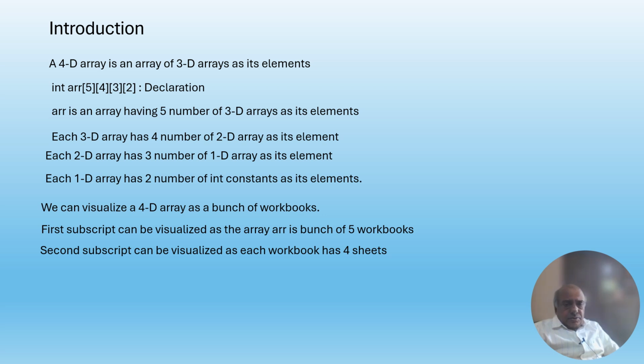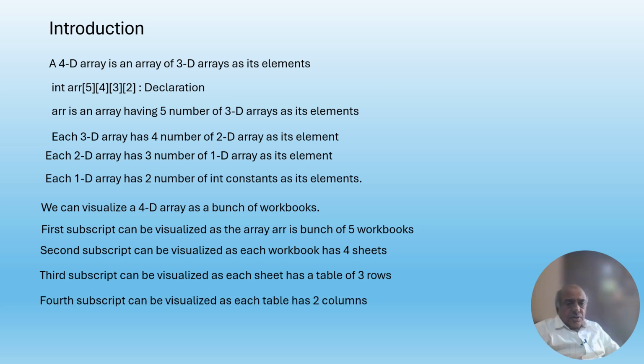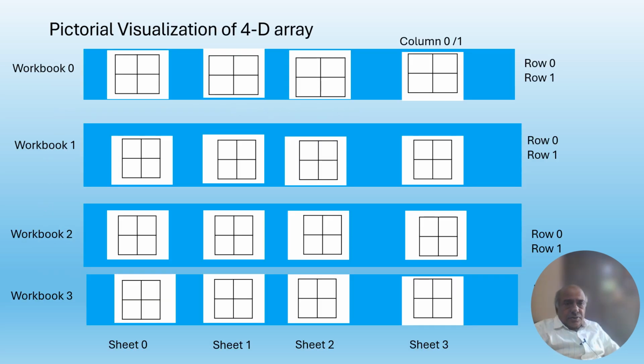The second subscript, which is 4 in our case, can be visualized as each workbook having 4 sheets. The third subscript tells us, and we can visualize it, that each sheet has a table of 3 rows. The fourth subscript can be visualized as each table having 2 columns. And this is the pictorial visualization of a 4D array.